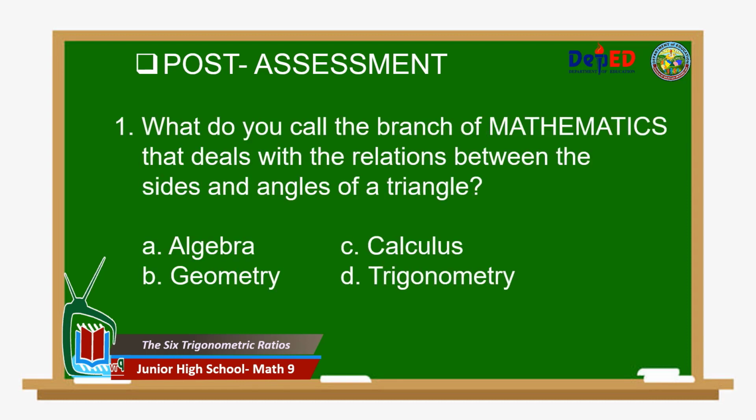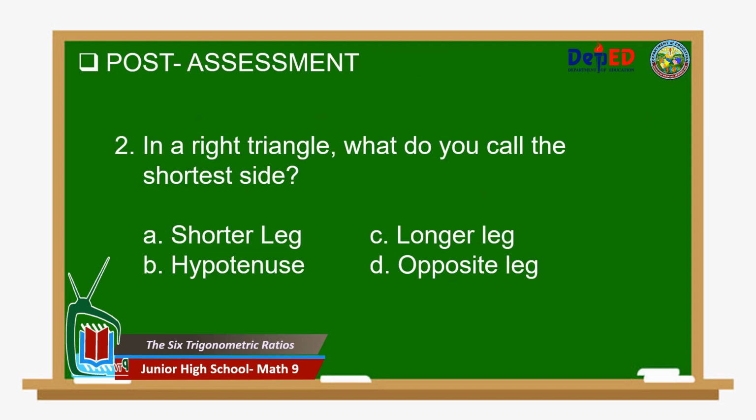First question. What do you call the branch of mathematics that deals with the relations between the sides and angles of a triangle? A. Algebra. B. Geometry. C. Calculus. And D. Trigonometry. Second question. In a right triangle, what do you call the shortest side? A. Shorter leg. B. Hypotenuse. C. Longer leg. And D. Opposite leg.